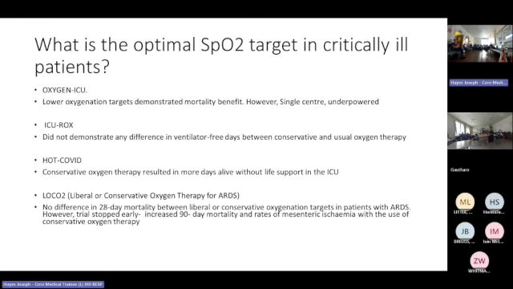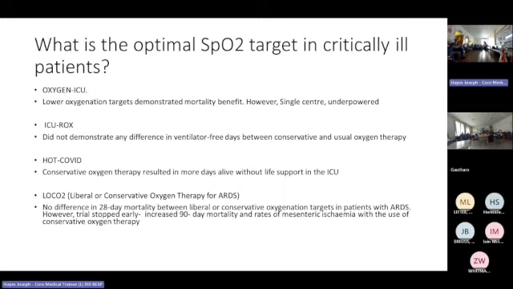Previous trials have tried to find the optimal oxygen saturation target in critically ill patients. I went through a few and we'll put the references at the end, but basically they have conflicting results and different methodology. The Oxygen-ICU trial showed that lower oxygenation targets demonstrated mortality benefits. However, it was a single centre study and underpowered. ICU-ROX did not demonstrate any difference in ventilator-free days between conservative and usual oxygen therapy. HOT-COVID showed conservative oxygen therapy resulted in more days alive without life support in the ICU.